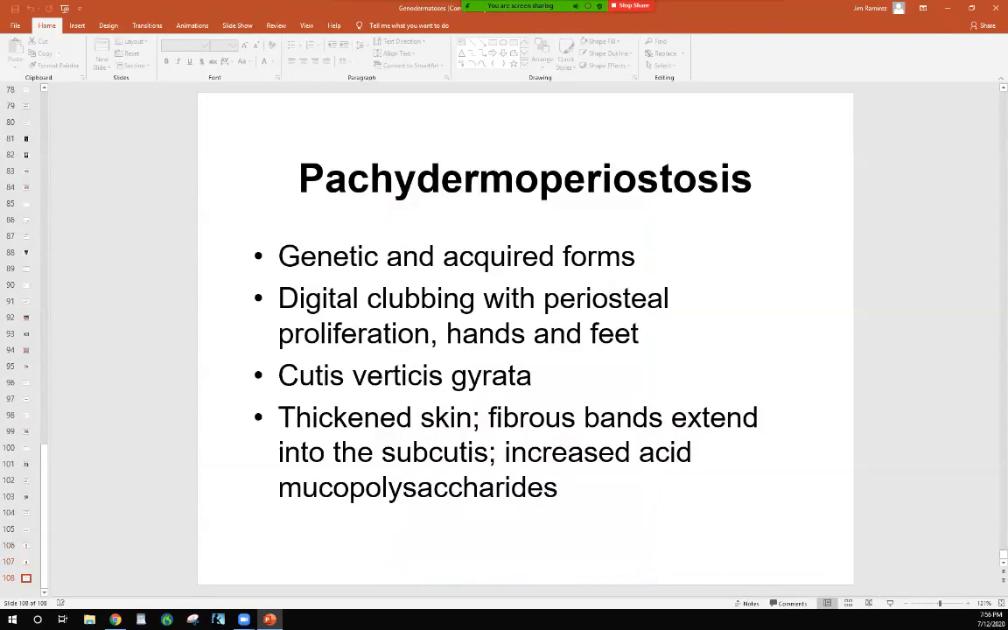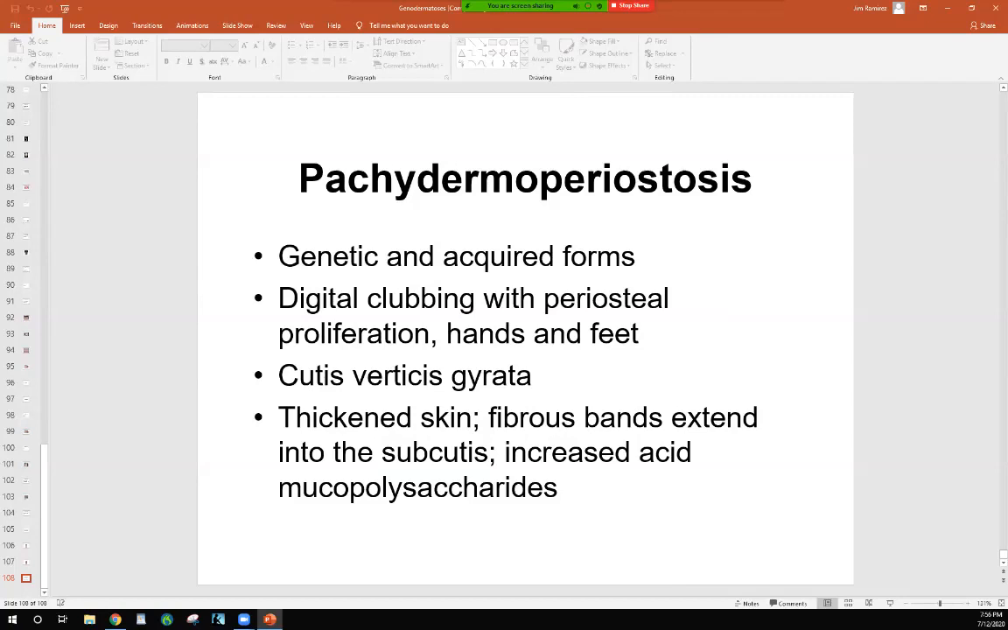And then this one I'm just going to mention, pachydermoperiostosis, just because it was the last thing in the Lever chapter. But as far as histopathology, really all you see is thickened skin, fibrous bands extending into the subcutis, and increased acid mucopolysaccharides. Couldn't find a good image for this one, unfortunately. This condition can be genetic or acquired, and you see digital clubbing with periosteal proliferation on the hands and feet, cutis verticis gyrata as well.